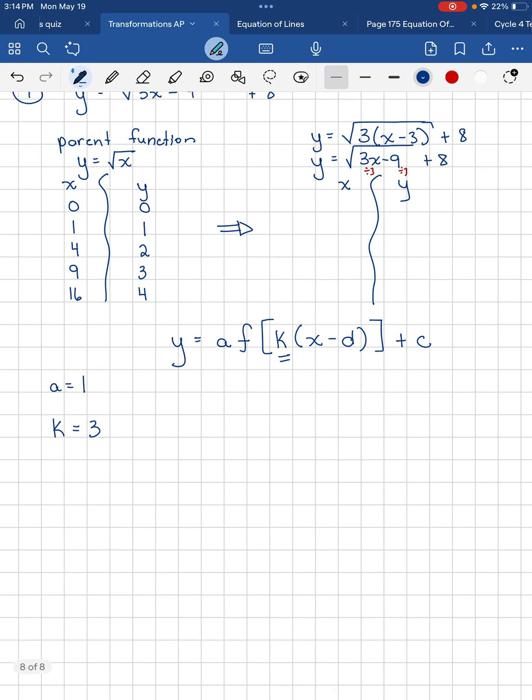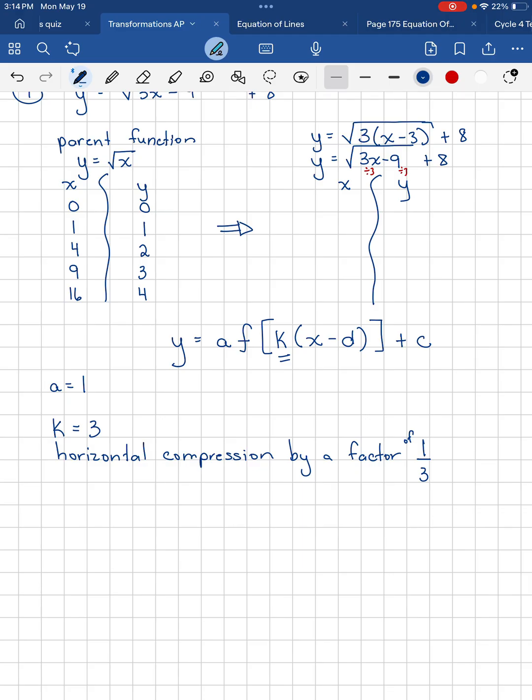However, anything that transforms horizontal numbers is going to be different. So it's not a horizontal stretch. It's actually a horizontal compression, because we need to take the reciprocal of 3. And the reciprocal of 3 is 1 over 3. So this is actually a horizontal compression by a factor of 1 over 3. And again, that's just because you have to take the reciprocal.